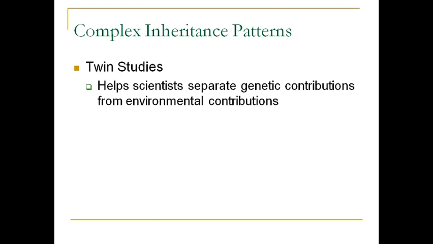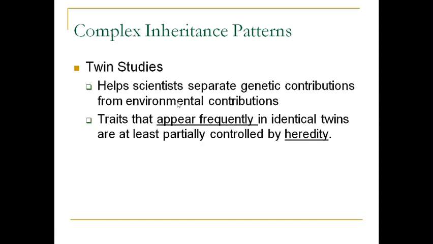So if you were to do an experiment using twins, you can observe certain characteristics that they share. Some of those characteristics are going to be controlled mostly by genetic contributions, while some are going to be determined by your environment, your environmental contributions. So if there is a trait that appears frequently within identical twins, so that means that it shows up often, most identical twins share this same trait, then it's most likely going to be controlled by heredity.